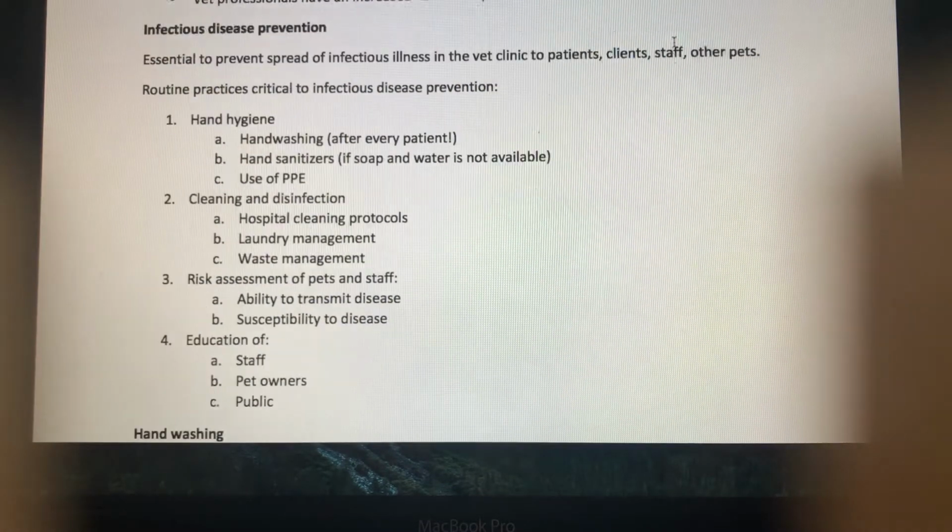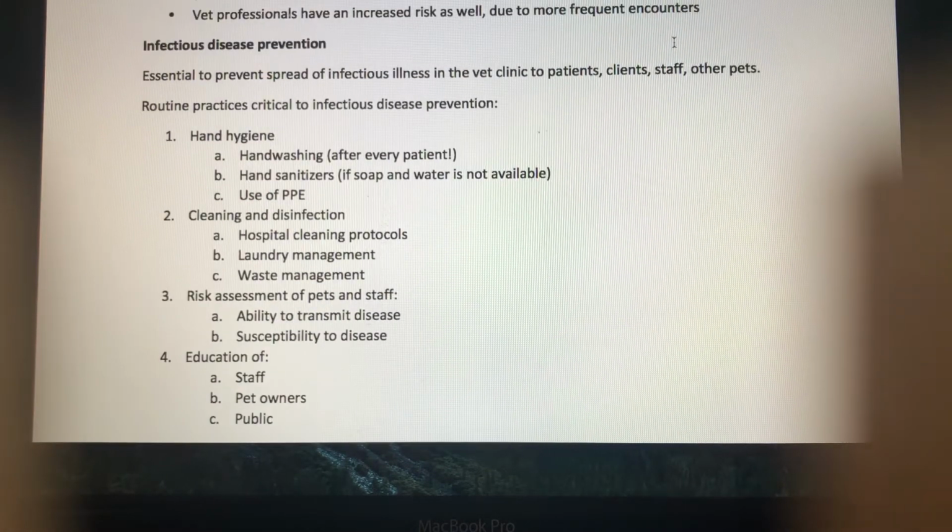Moving on, let's talk about infectious disease prevention. It is absolutely essential to prevent the spread of infectious illness in the vet clinic to patients, clinic staff, and other pets. If you recall back to our office procedures class, an animal getting sick within the clinic is malpractice. Obviously, we don't want to get sick.